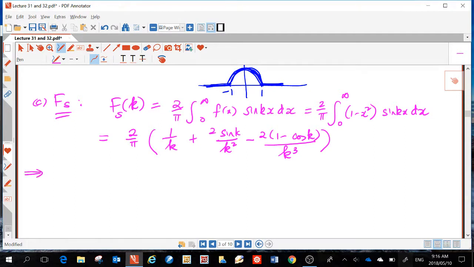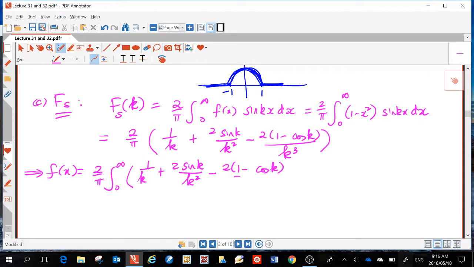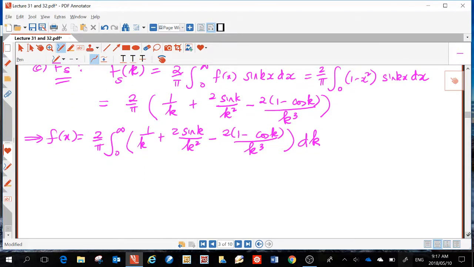And once we have the transform, we can write the function f of x as 2 over pi integral naught to infinity 1 over k. A bit tedious writing this a few times, but I'm not going to do it often. Plus k over k cubed dk this time. Now you see there's going to be a bit of a problem here. So let's see what we actually want.